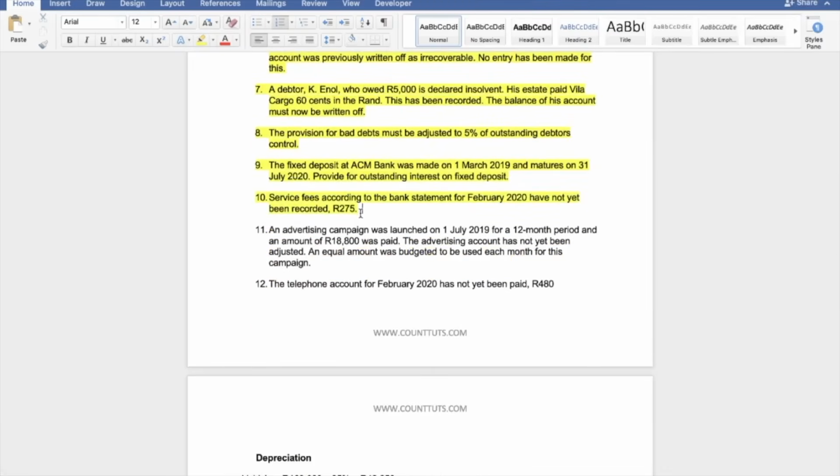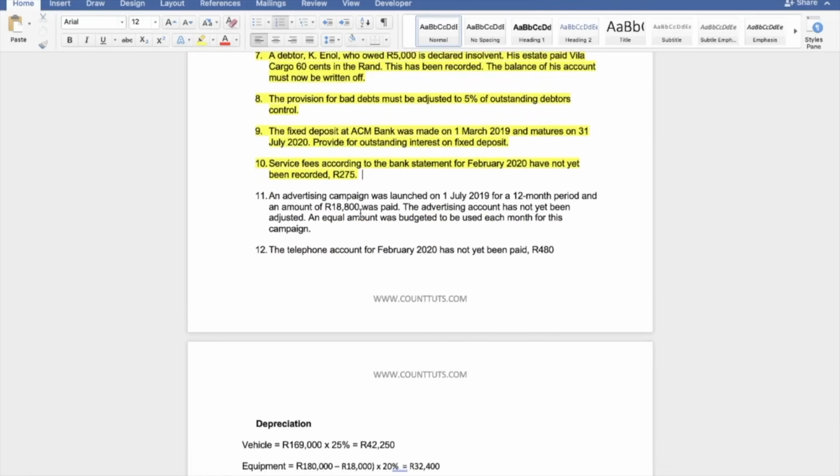Okay, the next one: an advertising campaign was launched on the 1st of July 2019 for a 12-month period and an amount of 18,800 was paid. The advertising account has not yet been adjusted. An equal amount was budgeted to be used each month for this campaign.